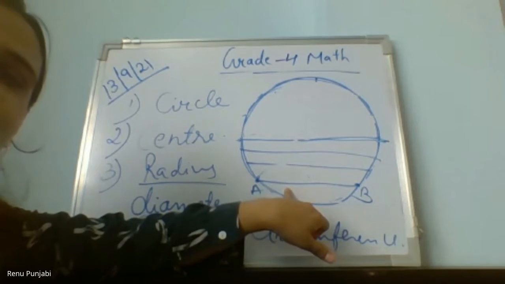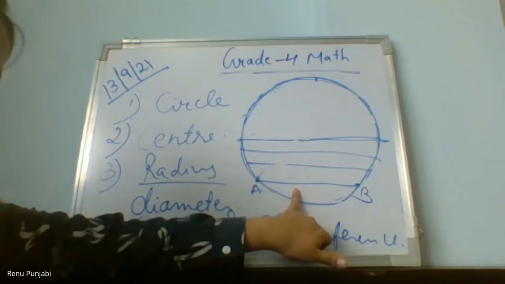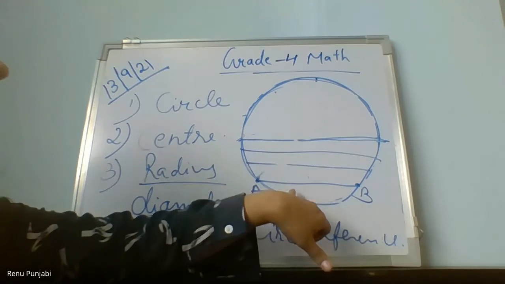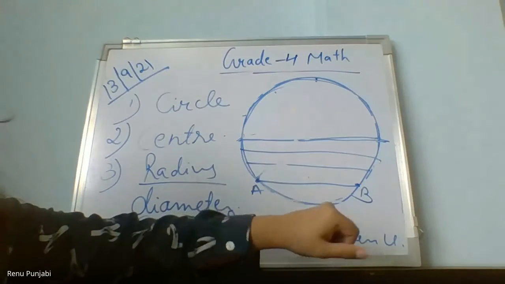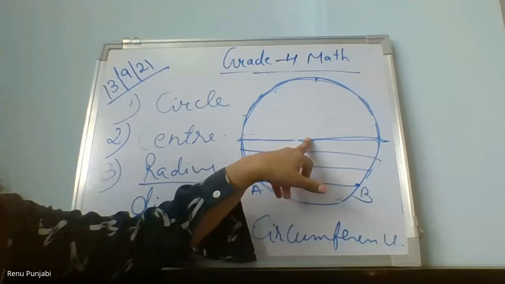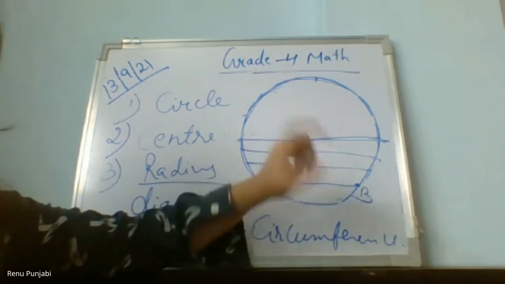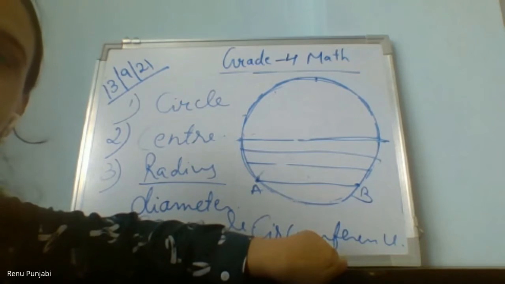Why? A chord cannot pass through the center. A chord doesn't have to touch the center. Kiana also said the same thing, that it cannot pass through the center. So we can say diameter can be a chord, but a chord cannot be a diameter, because for the diameter it is compulsory to pass through the center, but for a chord it is not compulsory. That's why diameter can be a chord, but a chord cannot be a diameter. Got it, everyone?